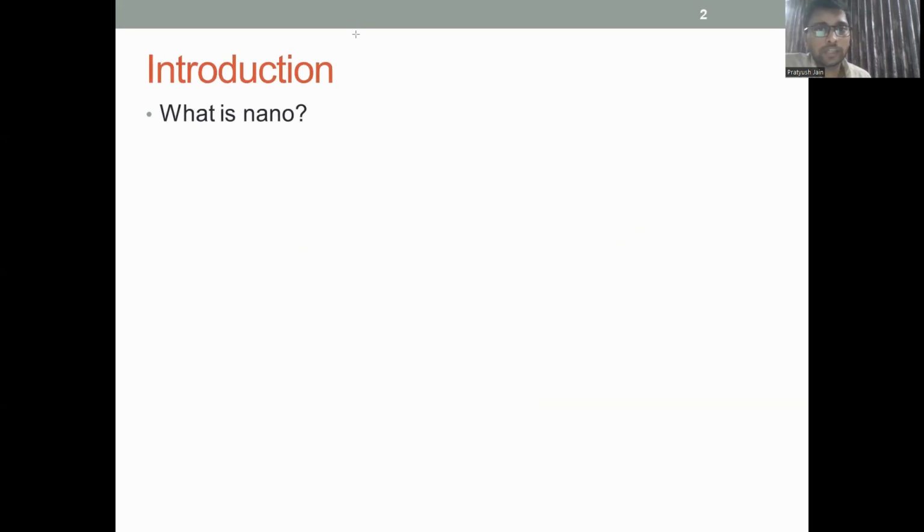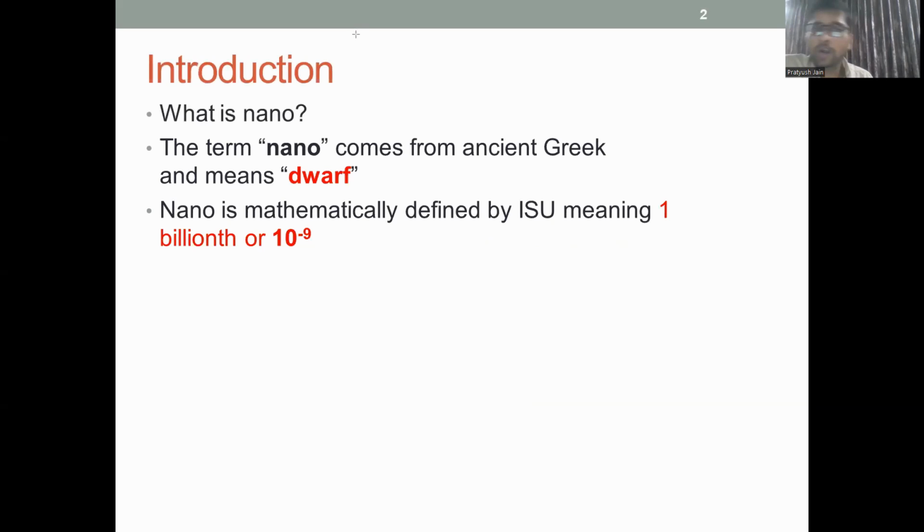Now, the term nanotechnology consists of two words, nano and technology. We have a general idea of what technology means. So let us start with what nano means. The term nano comes from ancient Greek and it means dwarf. So the word nano means dwarf or little or small.